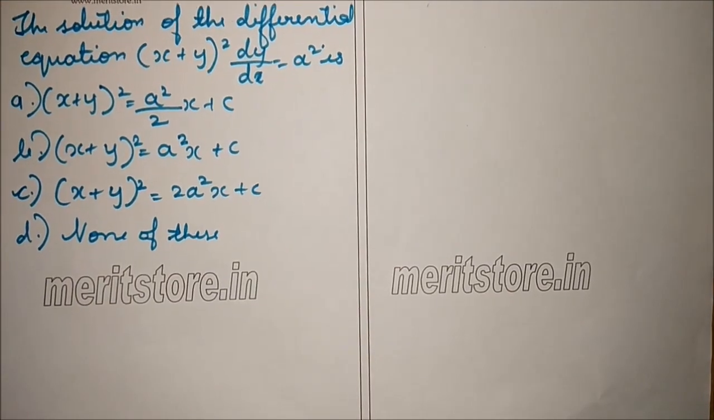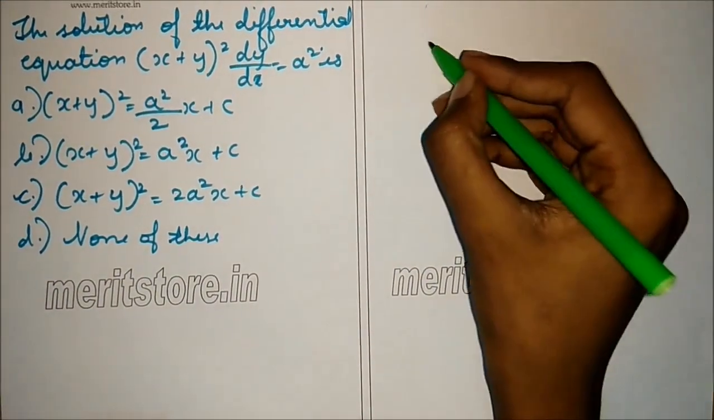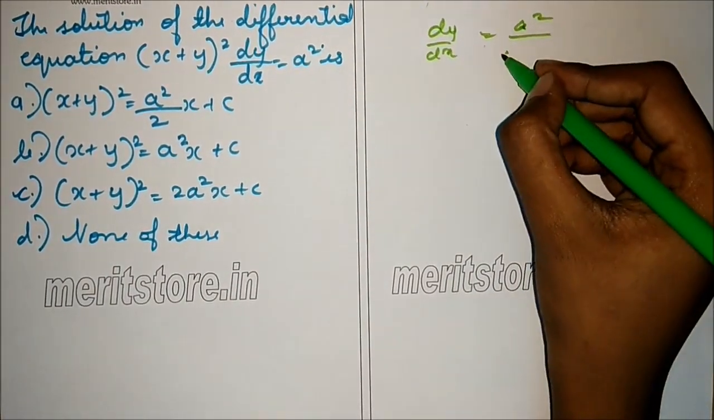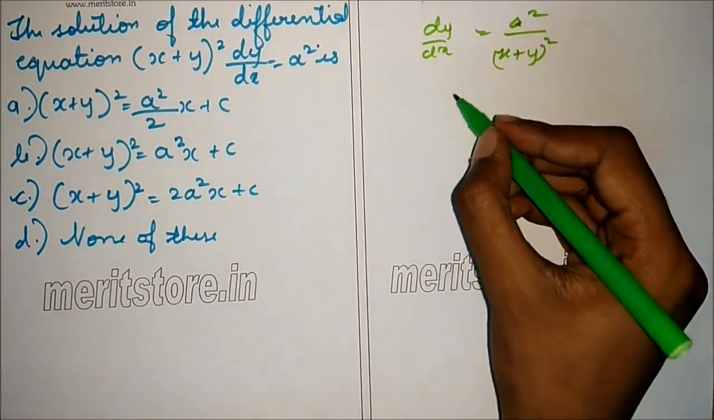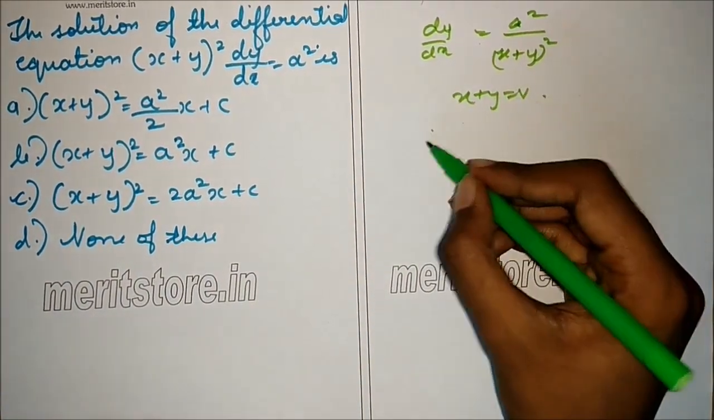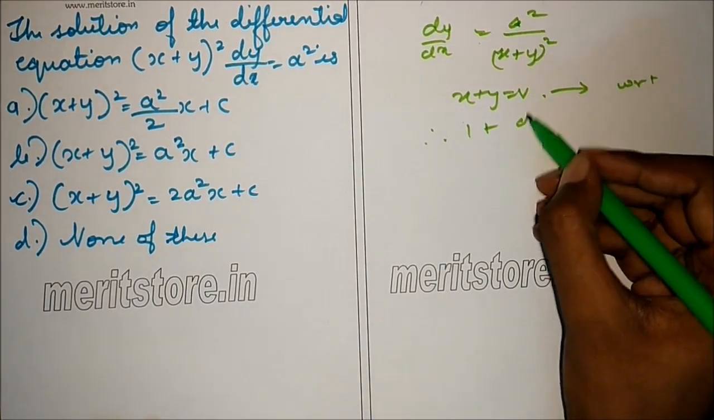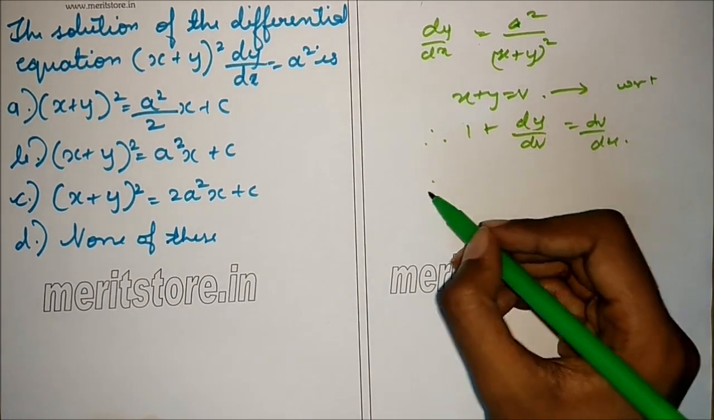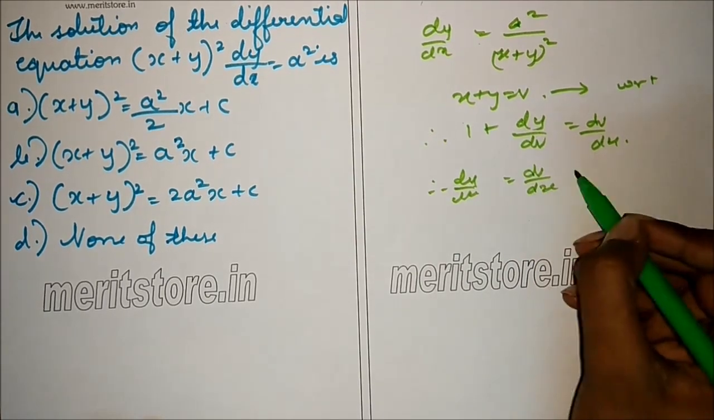Given differential equation is (x plus y) the whole square dy by dx equals a square. So that is dy by dx will be a square by (x plus y) the whole square. Now we put x plus y equals v. So therefore, differentiating with respect to x, this will be 1 plus dy by dx is equal to dv by dx. Therefore dy by dx will be dv by dx minus 1.